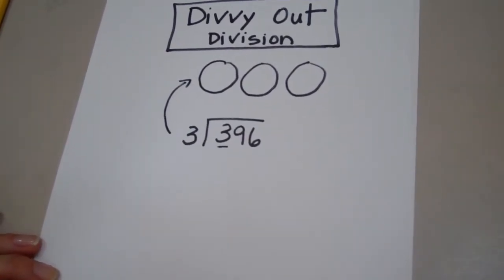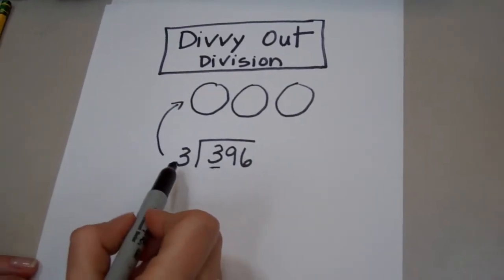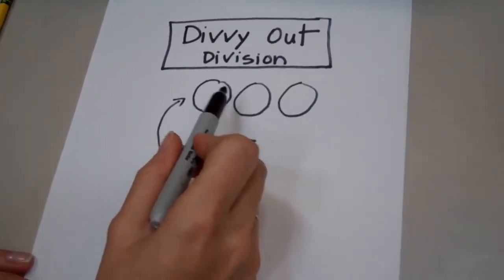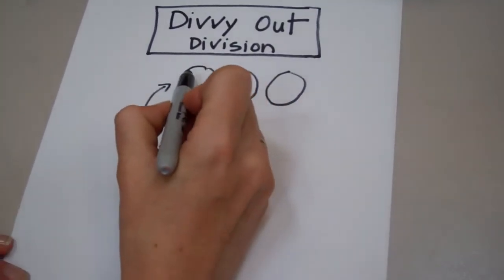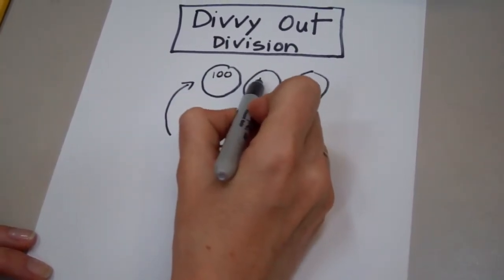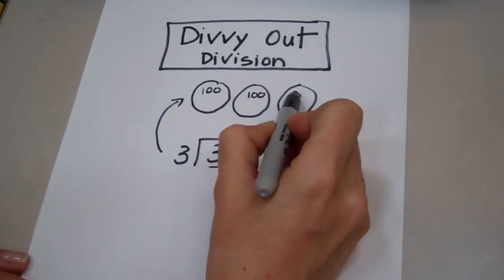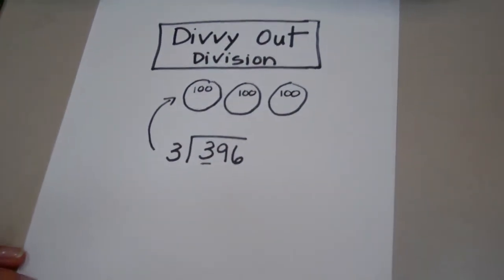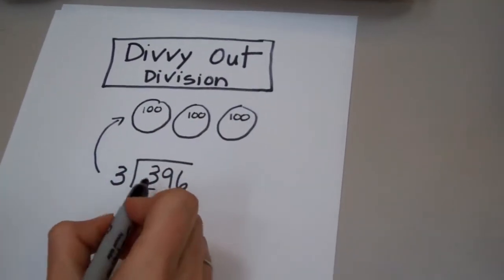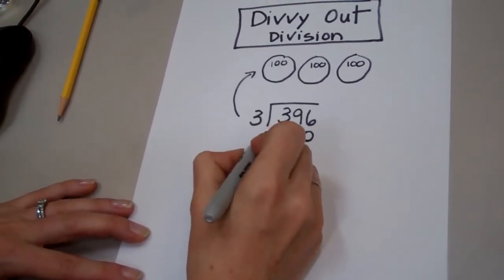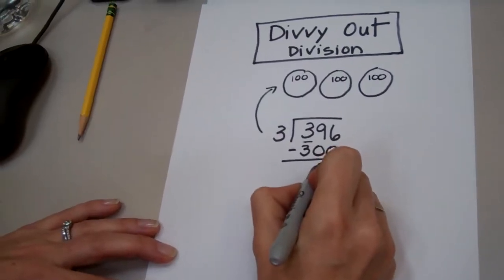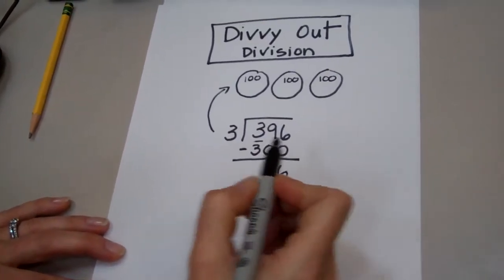So then we start out by looking at the hundreds group. So we have 300 here, and so we figure out how many hundreds we would put in each one of the circles. So we say, okay, we have 300, I can put 100 in each group. So 100 plus 100 plus 100 gives us 300. So 3 times 100 is 300, and that's how many we've already used up, so we're going to take those away. And now we have 96 left over.